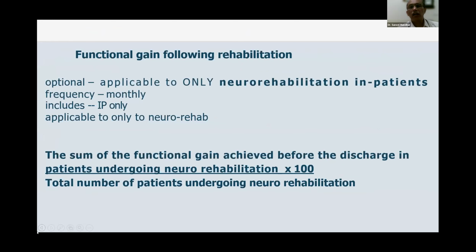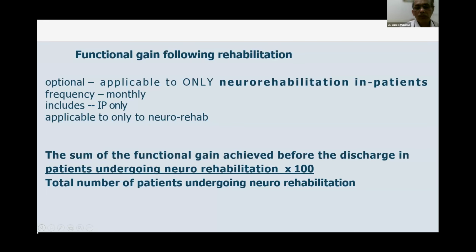And this is important to measure following rehabilitation. And the good news from NABH is that it's applicable only to neuro-rehabilitation inpatients. It's only for neuro-rehabilitation, and only for inpatients, not for outpatients or daycare patients. The frequency is monthly, includes inpatients only, and is applicable only to neuro-rehab.